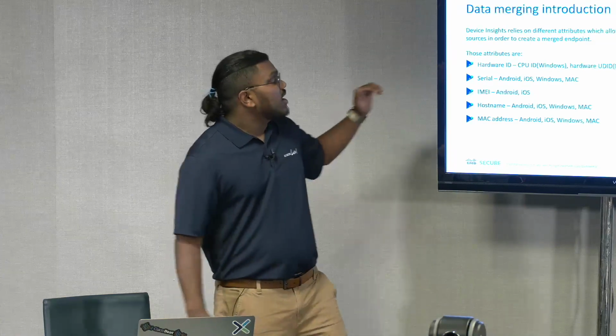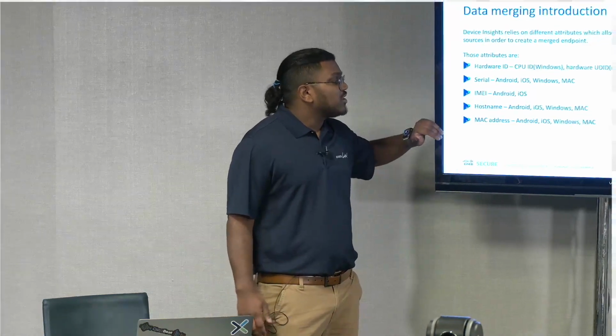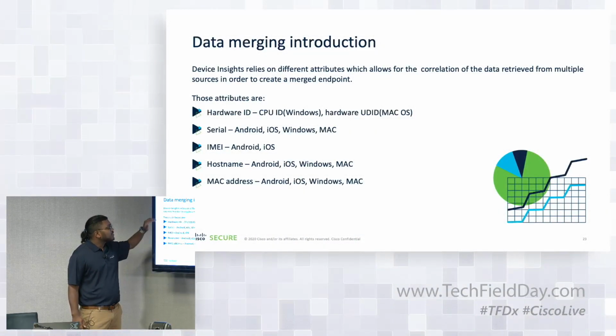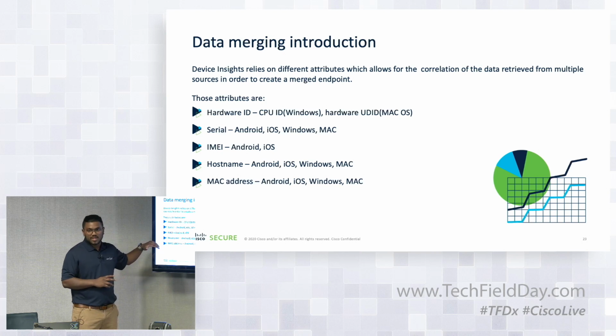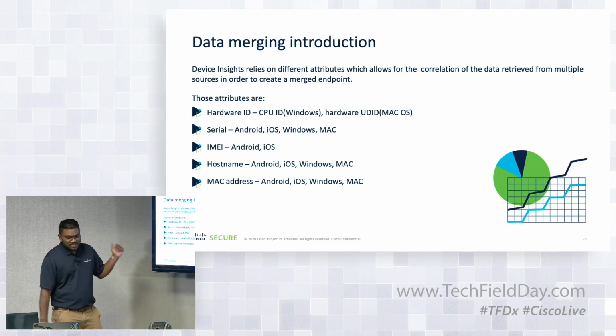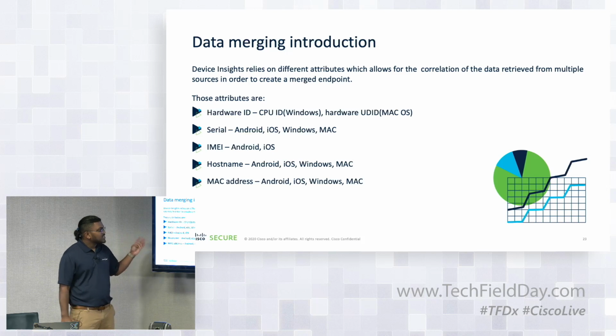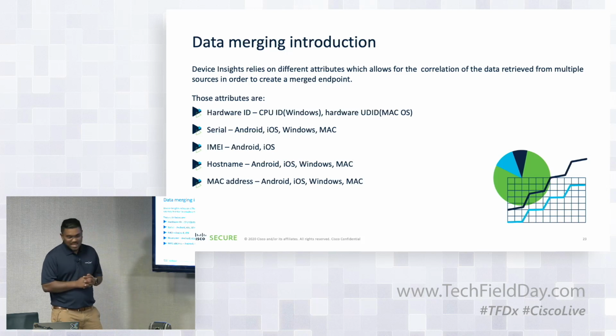So here are the attributes. These are the attributes that we can trust to do the data merging. They're authoritative attributes of a device that will validate merging assets from different sources. So hardware ID, serial number, IMEI, hostname, MAC address, these are the characteristics that we can merge an asset on.